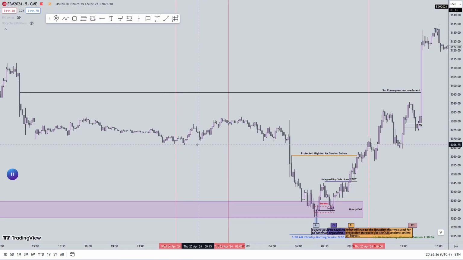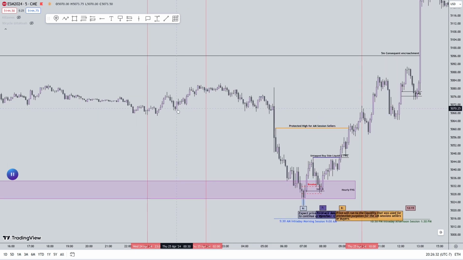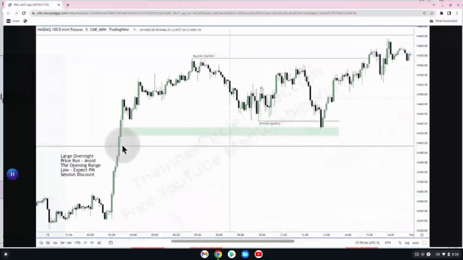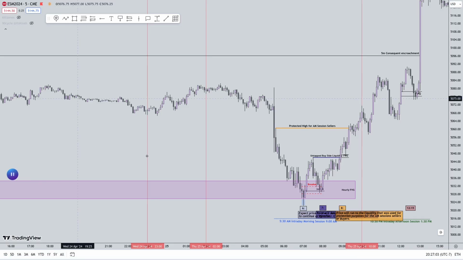And there's also 2 red lines right there, which the times are 23:00 to 2:00, which is basically 11 p.m. LA time to 2 a.m. LA time. Now, if you look closely, if we have a large range day inside that red lines that we had marked up, we can expect a power 3. So it says a large overnight price run, we avoid the opening range and expect a PM session discount. The dotted line is 5:30 LA time. The opening price creates lows in the AM, and then in the PM, it sweeps those lows and then goes higher. So it's kind of like a power 3. Since we have a small range, we don't have to worry about that.